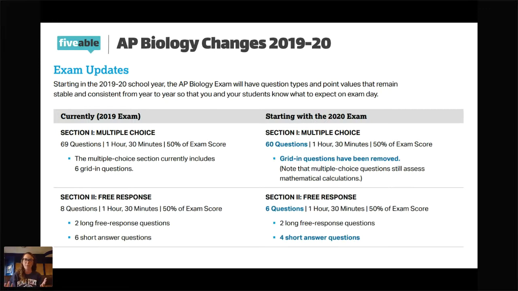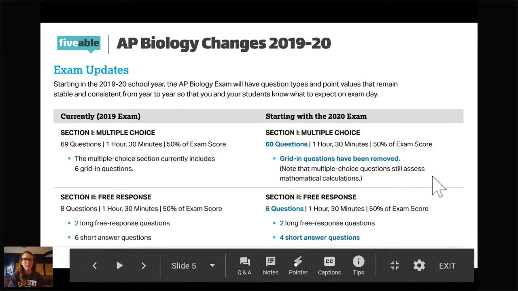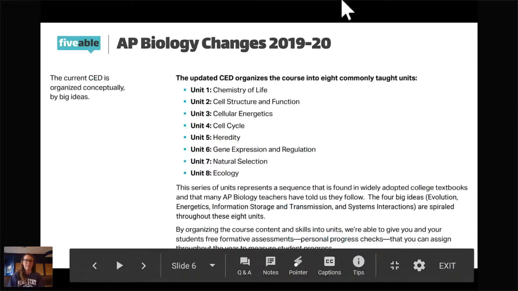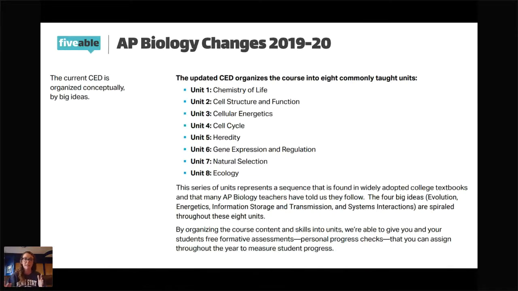And again, we have more time per question because we have relatively substantially cut down the number of questions in both of those two sections. So that bodes well for our students. Hopefully it gives them a fairer chance and allows them to be more successful with the knowledge that we have taught them.